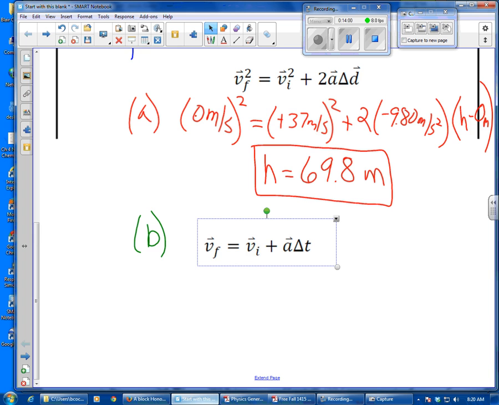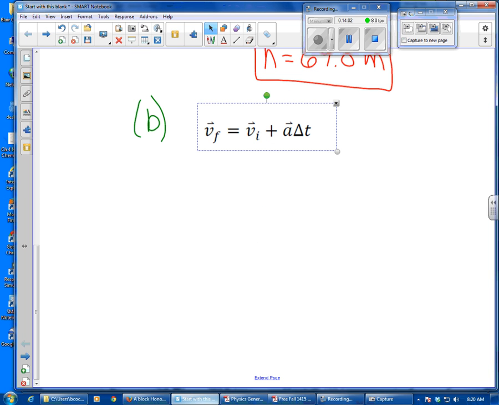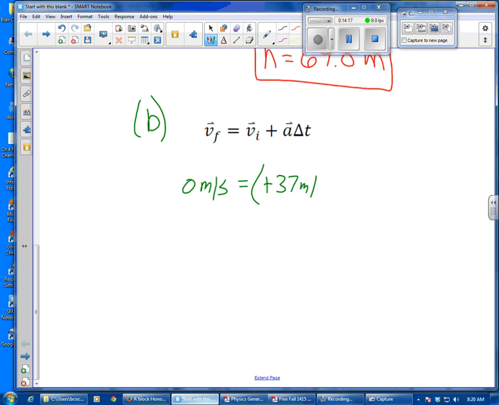So, let's see, we end up at the top, we're at 0 meters per second, right? We started at positive 37 meters per second. Plus, we accelerated at downwards negative 9.80 meters per second squared. And we don't know how long that took us. So we'll just call that t. So it took t to get up.